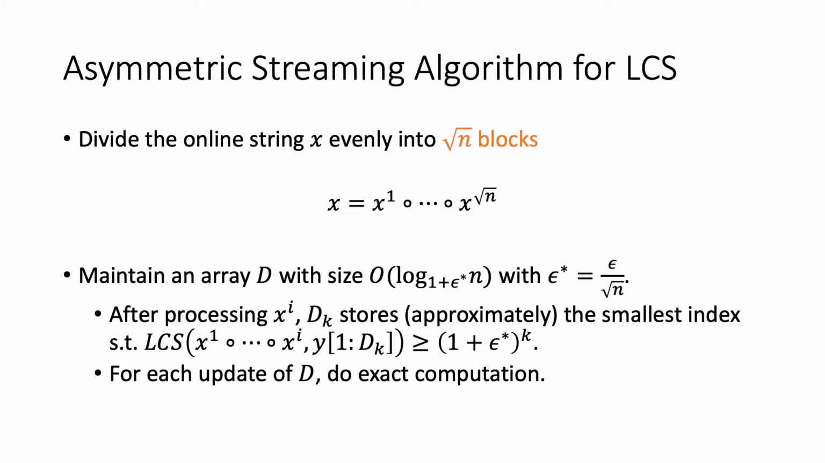For each update of D, we do the exact computation. We know that by our choice of epsilon star, each update of D will lose at most an epsilon over square root n fraction of the length of LCS. So this is guaranteed to output a 1 minus epsilon approximation of LCS.